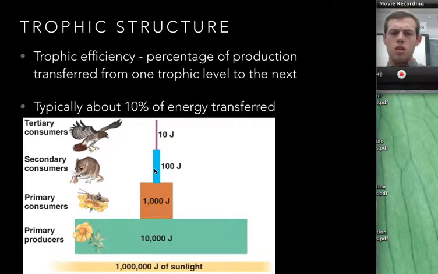So if you guys take a look at this chart here, it's typically about 10% of the energy that is actually transferred. So if we start out with 10,000 joules of energy with our producers, our primary consumers are only going to get about 1,000 joules out of it. If we move up to our secondary consumers, we only get about 100 joules. And all the way up to our tertiary, we get 10 joules. If we had a quaternary consumer, it'll only be 1 joule. So there's a lot of energy that's being lost here.